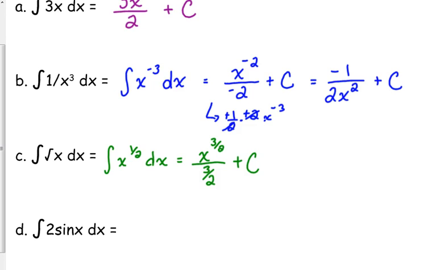Now, we want to fix this. We don't leave it like that. Dividing by 3/2, you flip it over, so that's 2/3. Sometimes they leave the exponent, sometimes they rewrite it as a square root again. You just kind of got to look at the answer choices at that point. So that would be 2/3 times the square root of x cubed plus c.